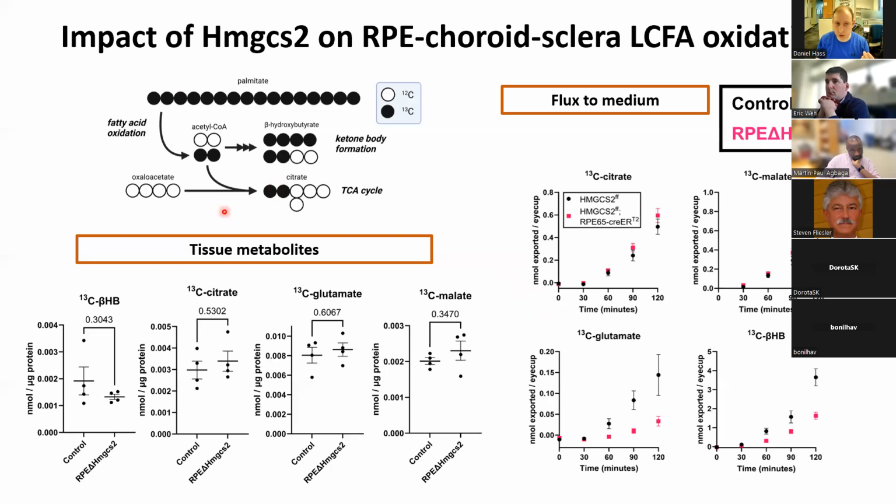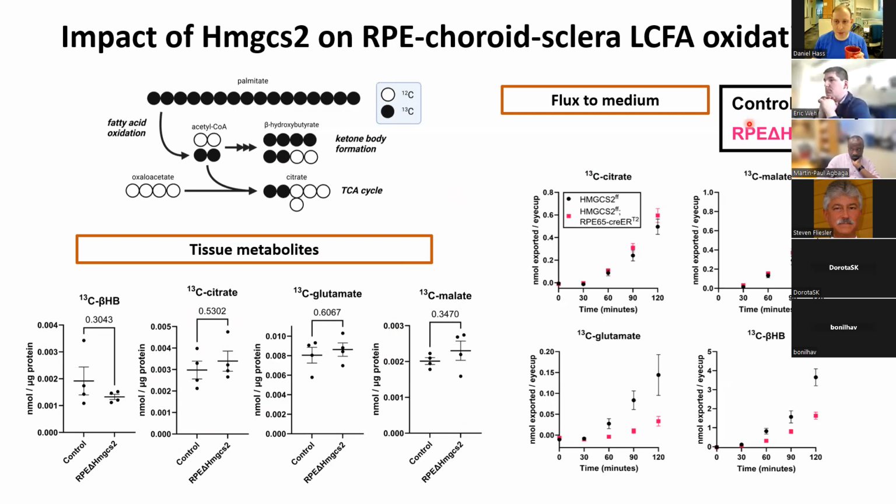So we're using this labeling strategy that I showed you and looking at the incorporation of 13C from palmitate into intermediates in the TCA cycle, as well as ketone bodies. And what you'll notice is that if you look at tissue metabolites, really there's not a huge change, not a huge effect of this knockout on even labeling of BHB. And so I think the instinct was first to think that the knockout didn't even work.